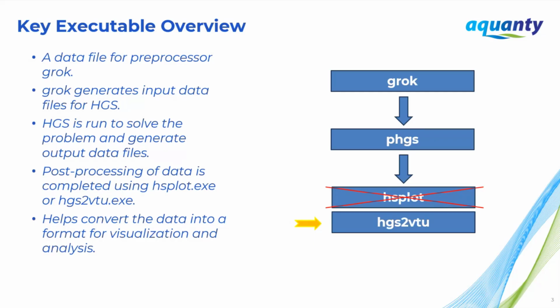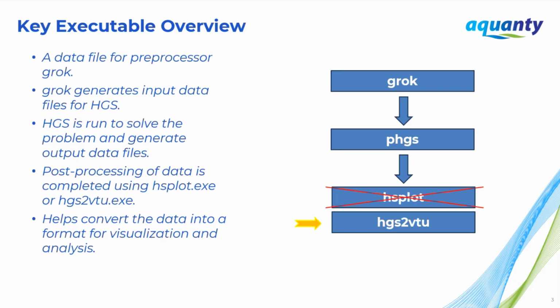And after it is done, the main step of the PHGS, or the HGS, is to run the problem whatever the user specifies to it. And when the HGS runs the simulation, it generates multiple data files as outputs. It can be binary or other data files of any other format. And after that simulation is complete, in order for us to view the output data generated after PHGS, we use this executable called the hsplot or the HGS to VTU, and they help us to convert the output data to a format for any visualization and analysis.